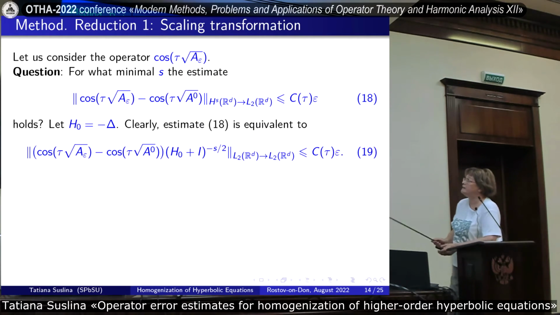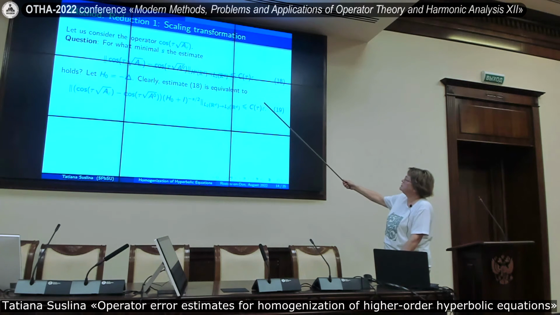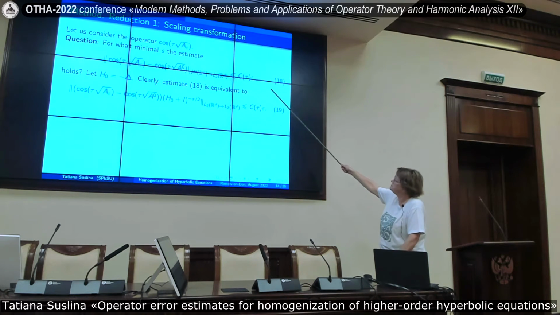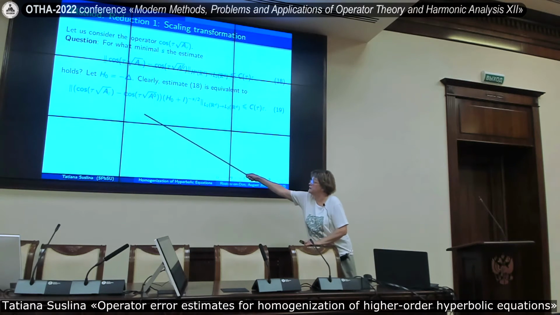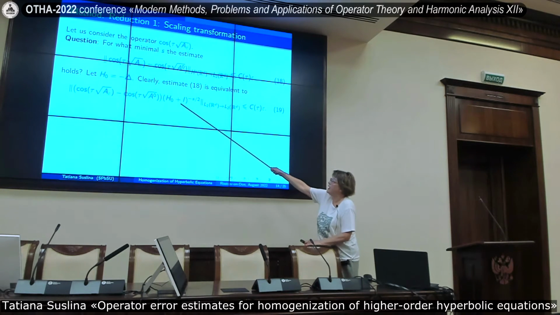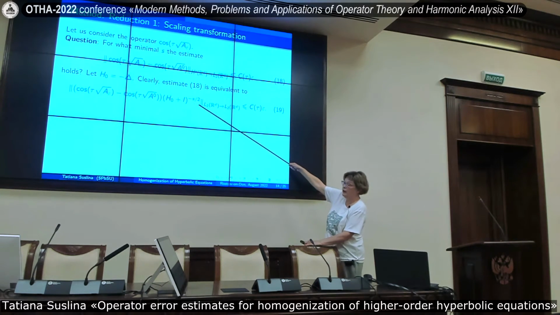First, let us denote by H0 minus Laplacian. And it's convenient to consider estimate 19 instead of 18. They are equivalent. We take this difference of operator cosines and multiply by the smoothing operator, (H0 plus identity) to the power minus s over 2, and then we take the norm in L2. Estimates are equivalent.